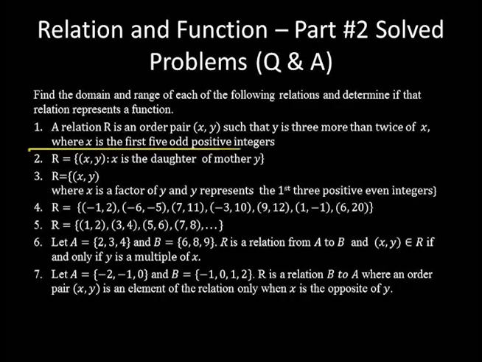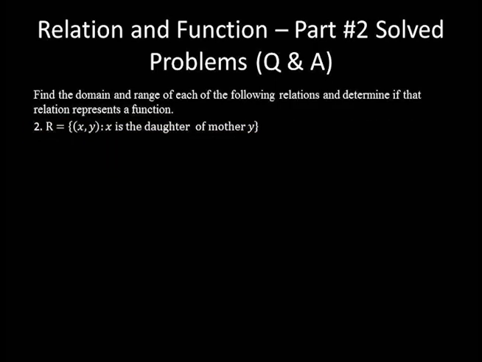Moving to question number 2, R equal to, an ordered pair x, y such that x is a daughter of mother y. In a given ordered pair, x represents a daughter and y represents mother. Thus, domain of relation equal to daughters, or daughter of mother y, and range of relation equal to mother y.